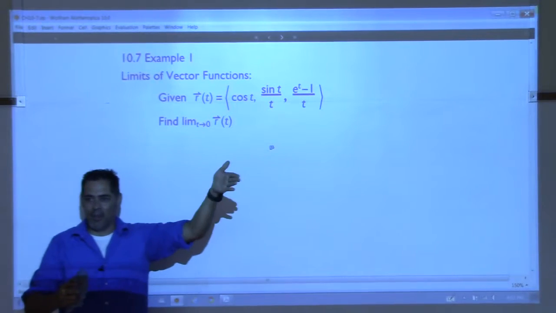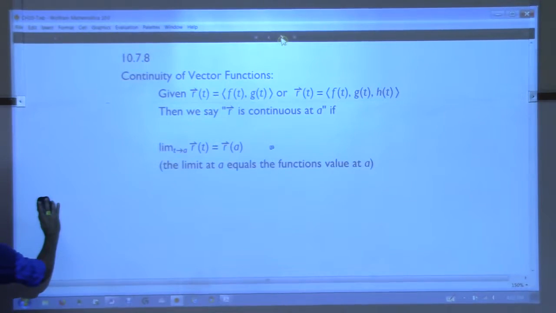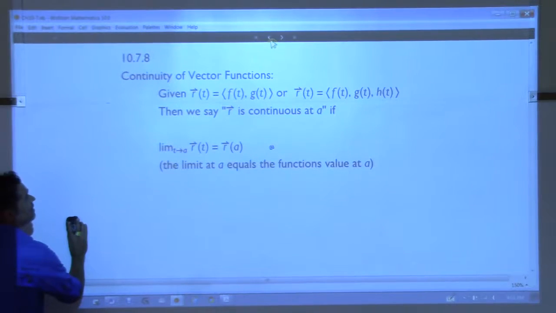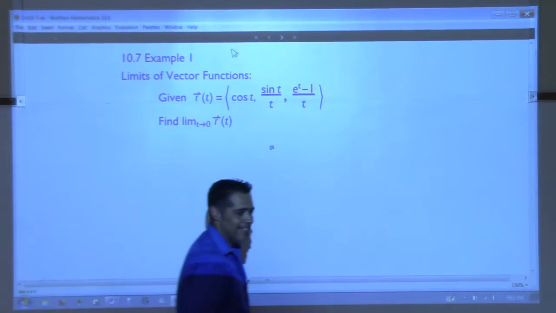You have to do 3 different limits, right? But otherwise, it's the same thing. All right, that's good. How about continuity? Does anybody remember the definition of continuity of a function?